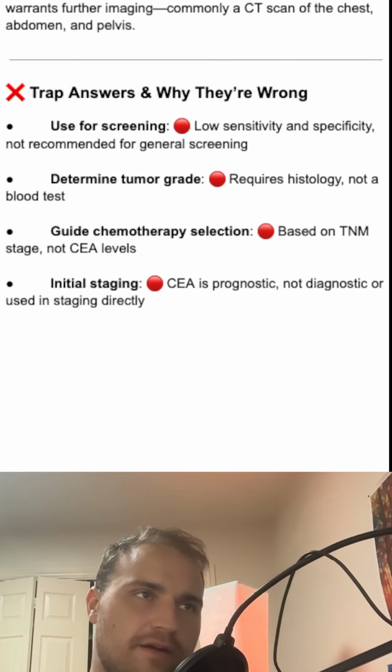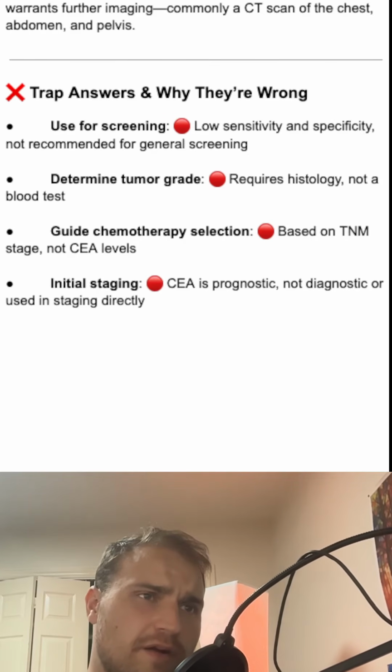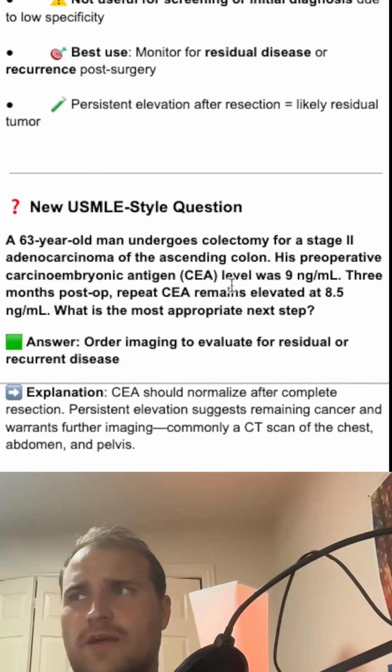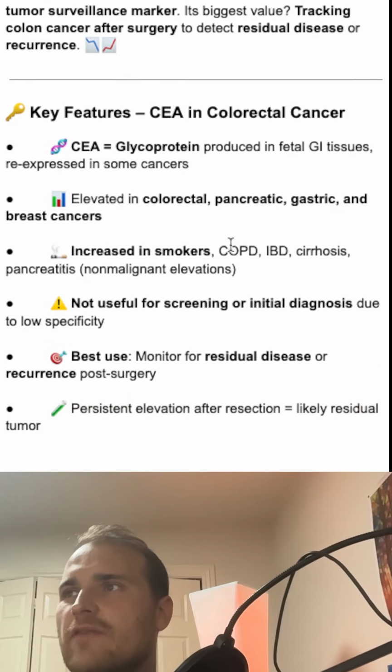You're just going to be monitoring for residual disease. And so, yeah, elevated CEA would tell you there's a worse prognosis. And that's pretty much all there is for this particular question, just knowing why we use the CEA. And it's that we can monitor for residual disease after we've already done something about it.